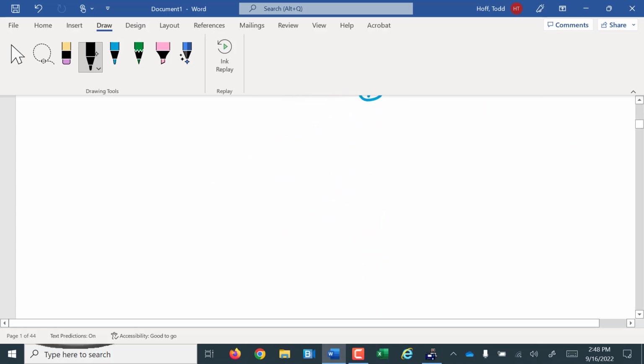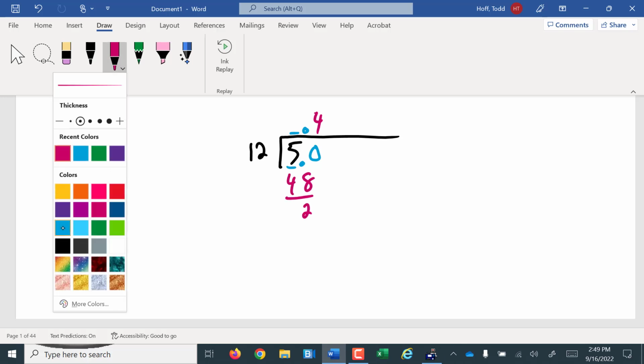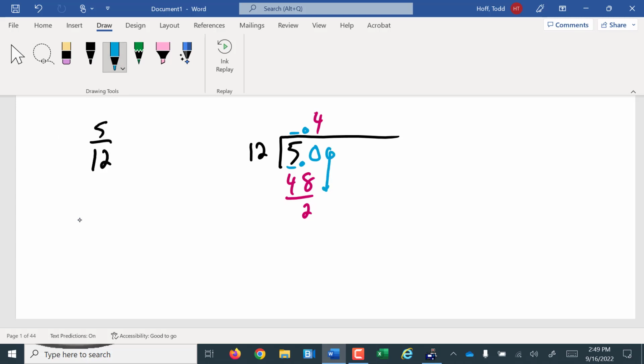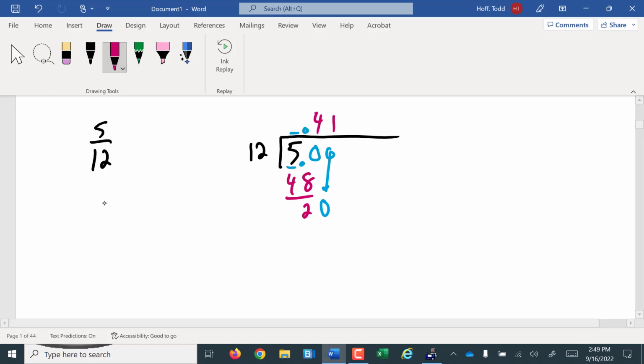We might have something like this. 5/12. So 5 divided by 12. 12 doesn't go into 5, so we leave that blank and add the decimal point and add a 0. 12 into 50, 4. 4 times 12, 48. There's 2 left over. And then 0, bring it down. 12 goes into 20, once. 1 times 12, 12. What's left? 8, right?